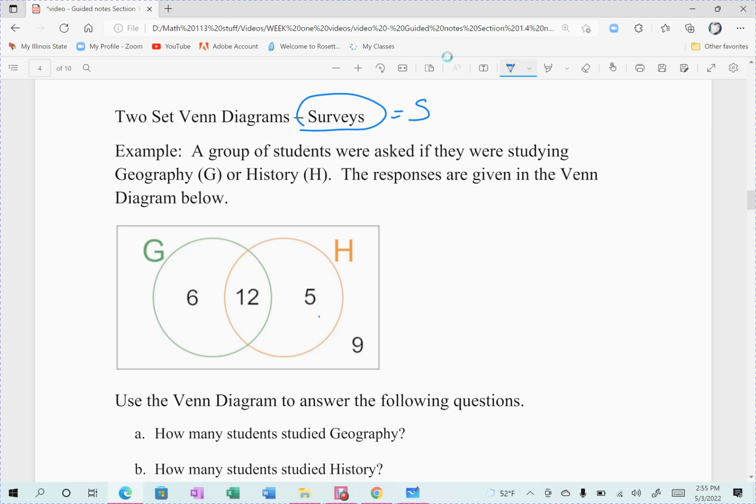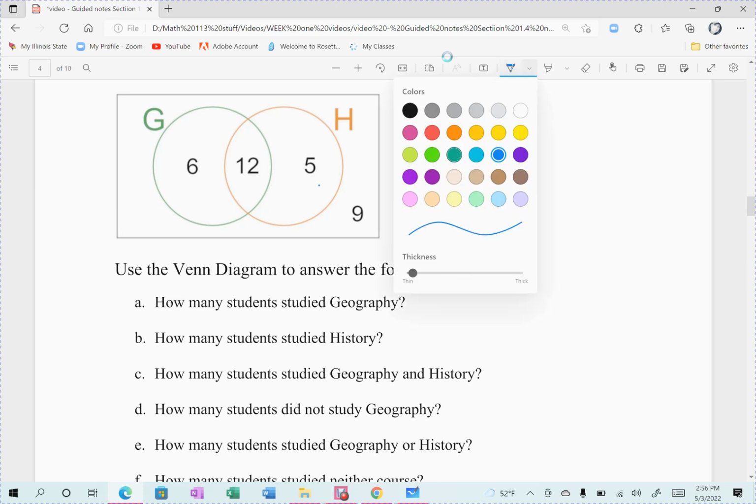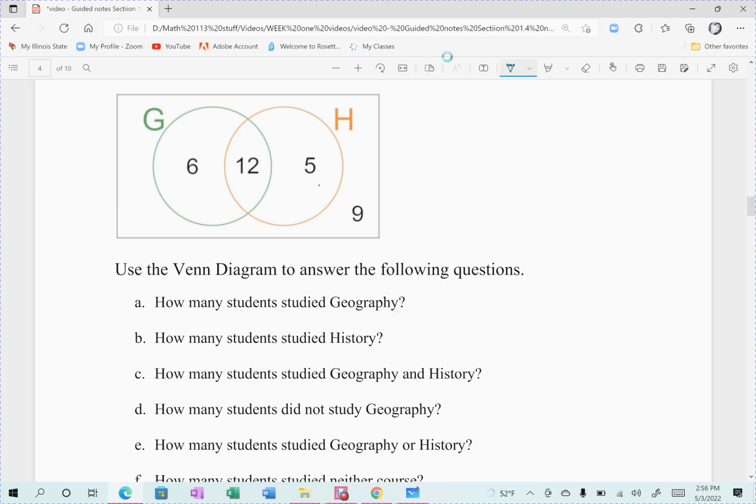So based on that, we should be able to answer the following questions. The Venn diagram is a way to organize our survey, organize our information into the different groups we're looking for. All right. So based on the Venn diagram, can you answer the following questions? The first question is, how many students said they studied geography? So that means I should be in the green circle. Those are all of those in the green circle.